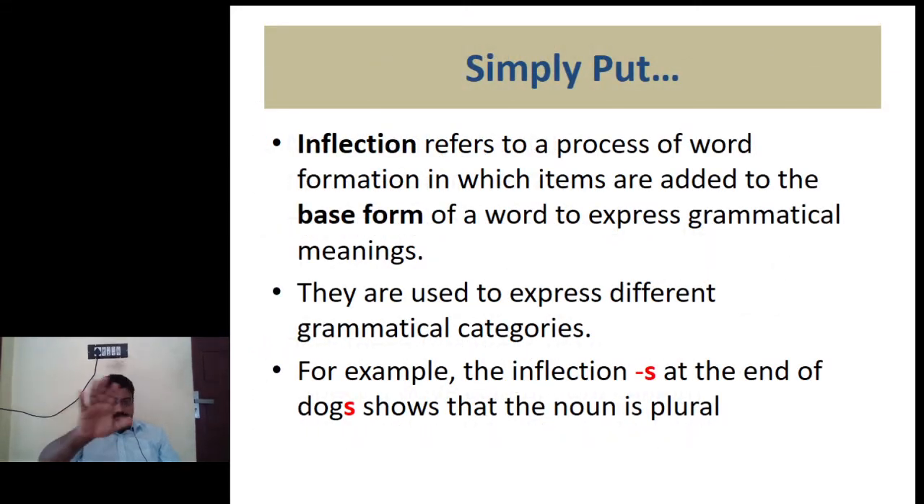Okay, so to give a different explanation or definition, inflection refers to a process of word formation in which items, that is ഞാൻ നേരത്തെ പറഞ്ഞ suffix, items are added to the base form of a word to express grammatical meanings or changes in grammatical meaning. Okay, and they are used to express different grammatical categories. Okay, and as I have said, when you add the s suffix to dog, the root word, it becomes dogs. So അവിടെ ഒരു നായല്ല, നായകൾ എന്നുള്ളതാവുന്നു.